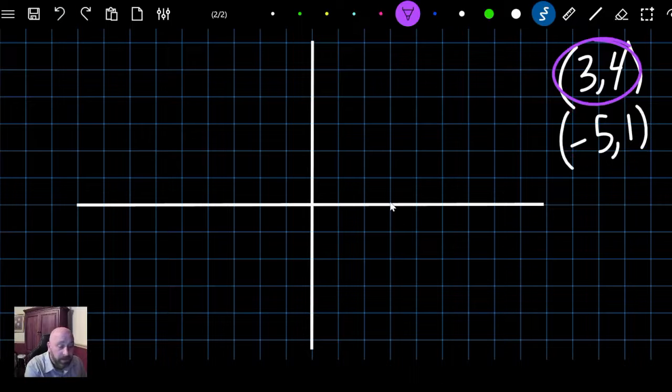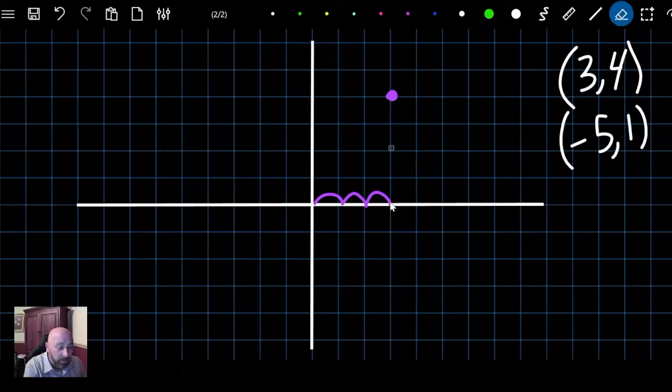So all we need to do is take these 2 points and put them onto the graph. Okay? So let's start with 3, 4. So we're going to go 1, 2, 3. That's our x. And then we're going to go 4. 1, 2, 3, 4. All right, so there's our point. We'll put our purple point right there. And let's erase this stuff.